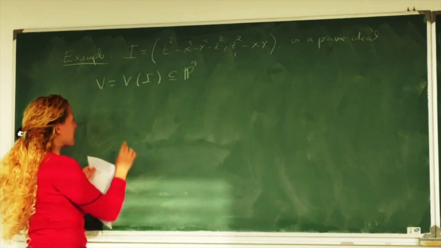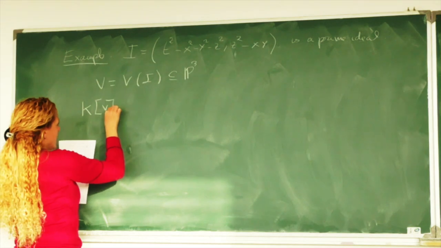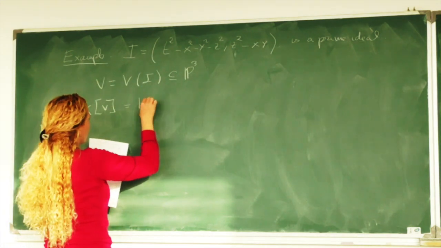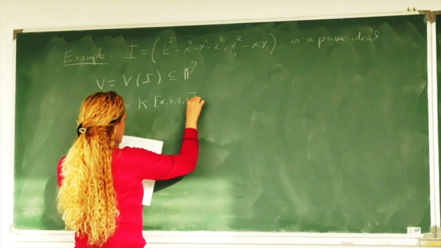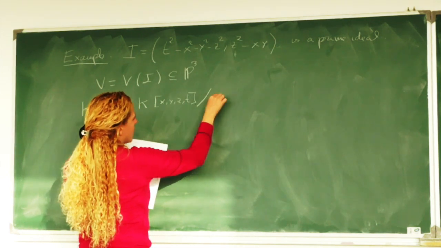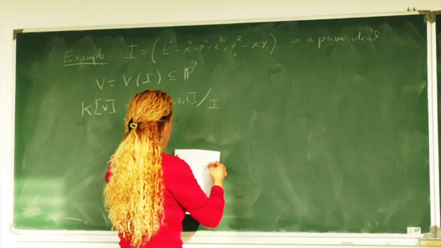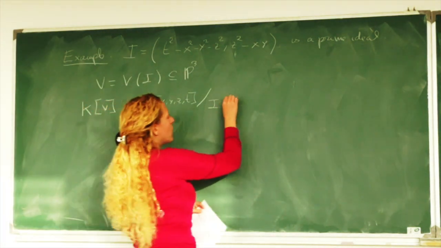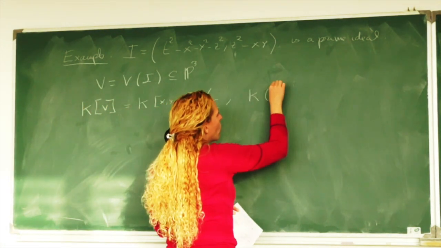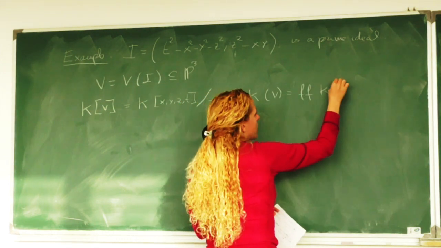We have this variety. We can construct the coordinate ring, which, recall, by definition is this, and I do the quotient by the ideal. I can construct the field of fractions of this, and this is going to be the function field, right? So this is the fraction field of the coordinate ring.